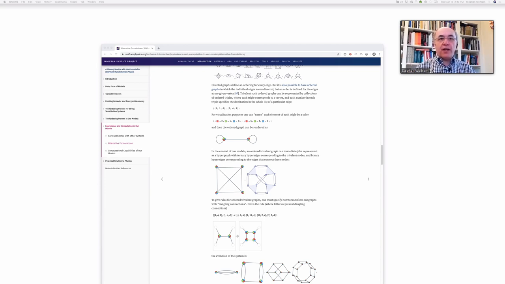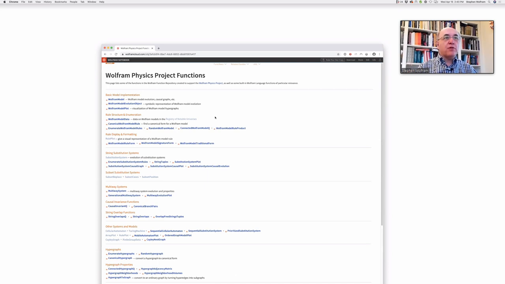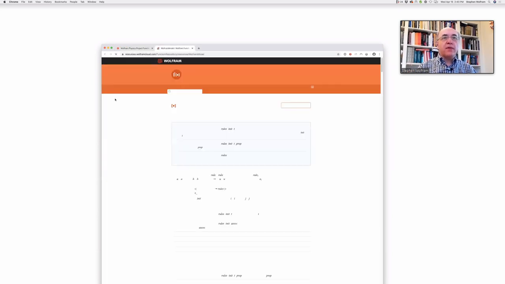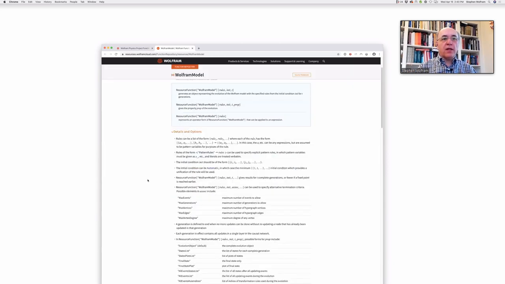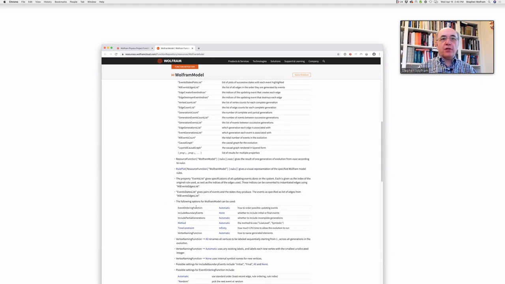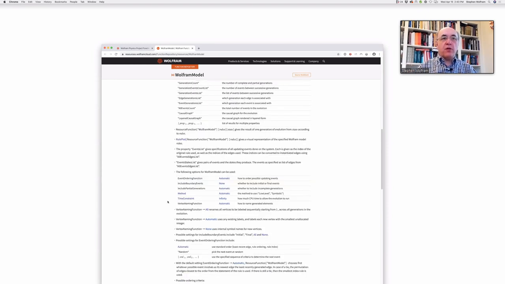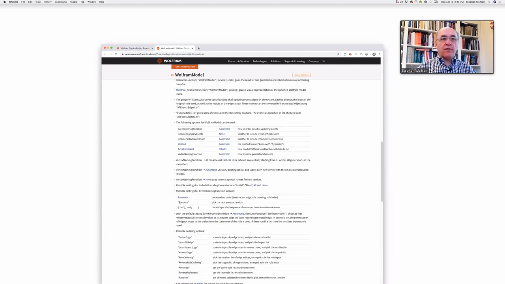We have this Wolfram model function that, let's see if we can pull that up here. This is Max's code and guide to functions. And I will show you. So here's this function. This has the event ordering function, how to order possible updating events. So the event ordering function determines exactly what you're talking about. And one possible setting for the event ordering function is random.